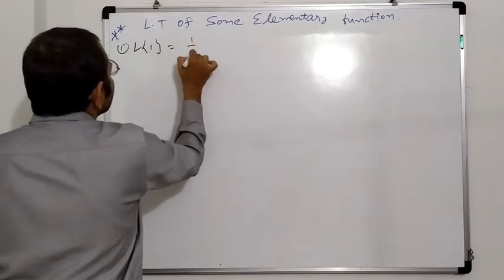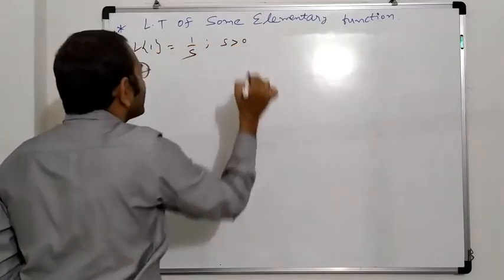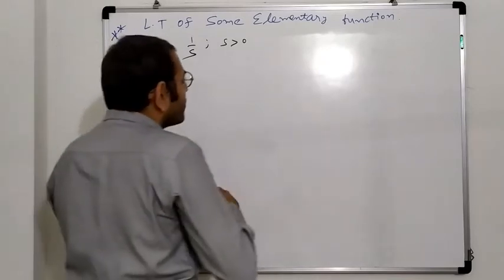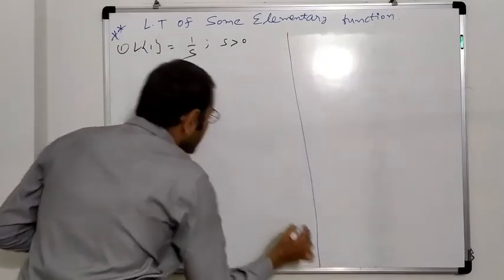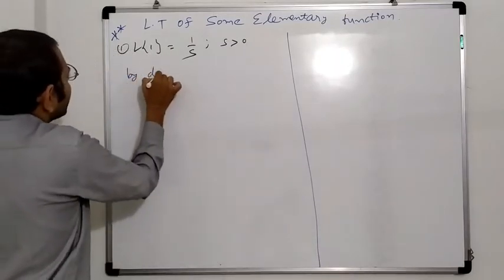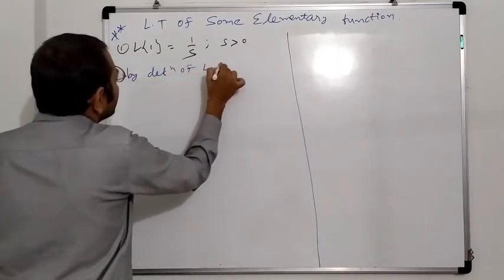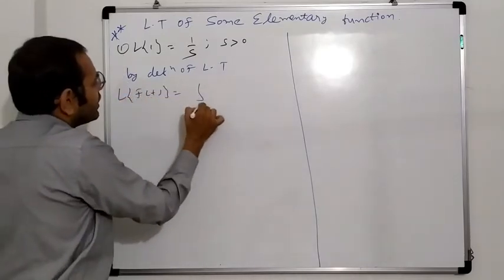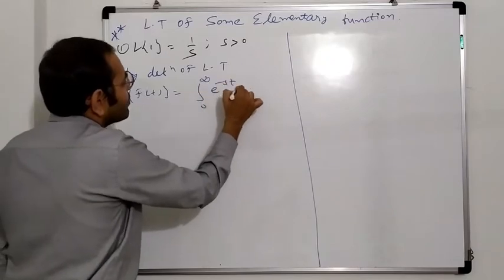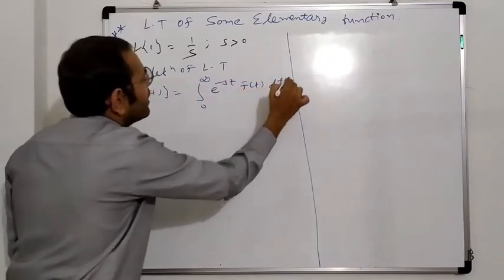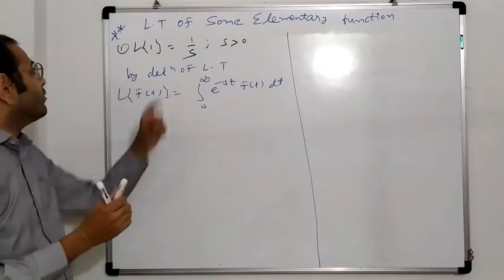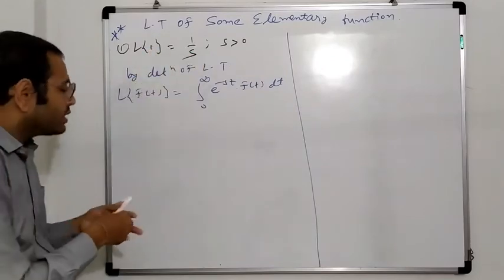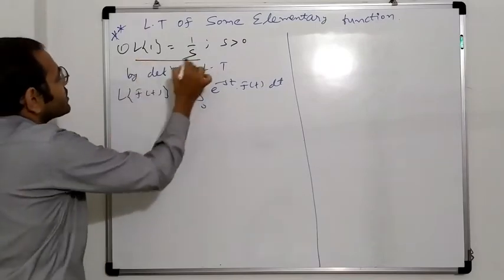First one is Laplace of 1, that is 1 upon s, where s greater than 0. First of all, by definition of Laplace transform, Laplace of f of t equals integral 0 to infinity e raised to minus st f of t dt. Here function f of t is 1, Laplace of 1 is 1 upon s. We must remember this formula.